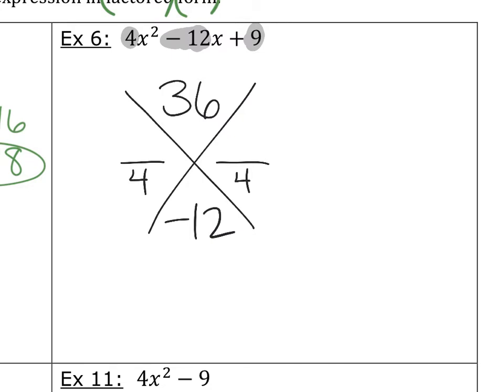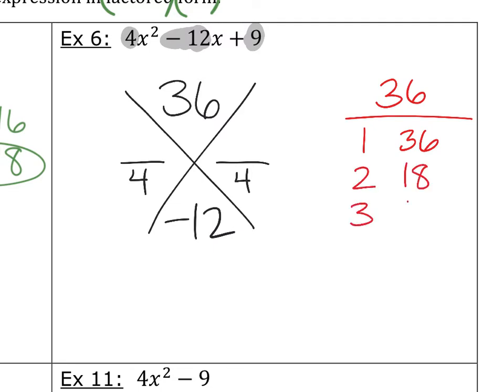Set up a list for 36. Okay, my list for 36 in an organized fashion is 1 times 36. 2 times 18. 3 times 12. 4 times 9. What else? There's something else. Is it 5? No, not 5. 6 times 6. Okay, great. That's my whole list because I already repeated a number.